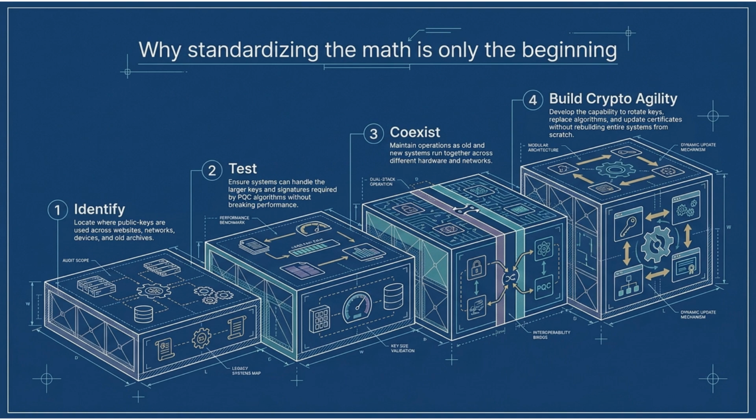Third, old and new systems must coexist across diverse networks. Finally, we must build crypto agility, the capability to quickly update keys, rotate algorithms, and replace certificates without having to rebuild entire systems from scratch.